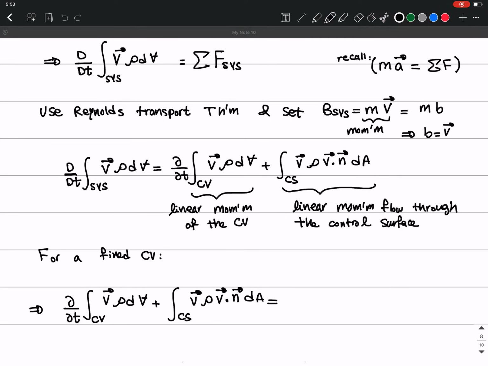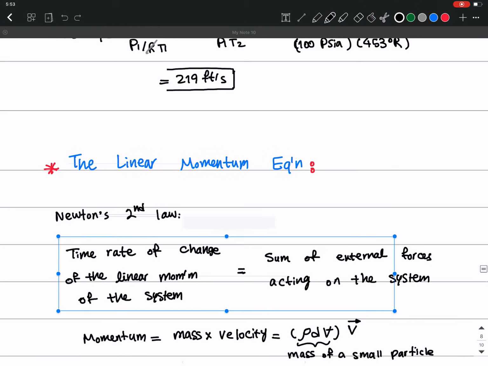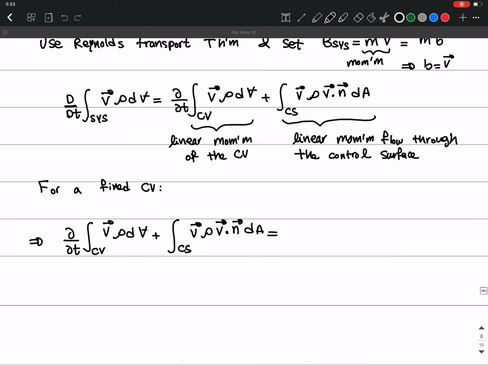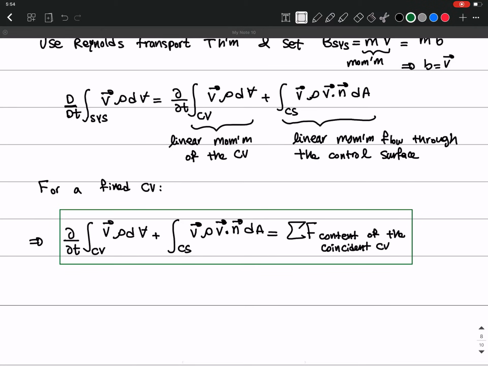equals what? Equals the sum of the total external forces that act on the system, right? So it's going to be sigma F, the contents of the coincident CV. Okay, so this is the linear momentum equation that we are going to use to find the forces that act on a control volume, a fixed control volume. Okay, this is how we are going to use that. I'm going to solve some examples of that, so you will see simpler forms of this equation in a moment. So this is an important equation that you need to remember.